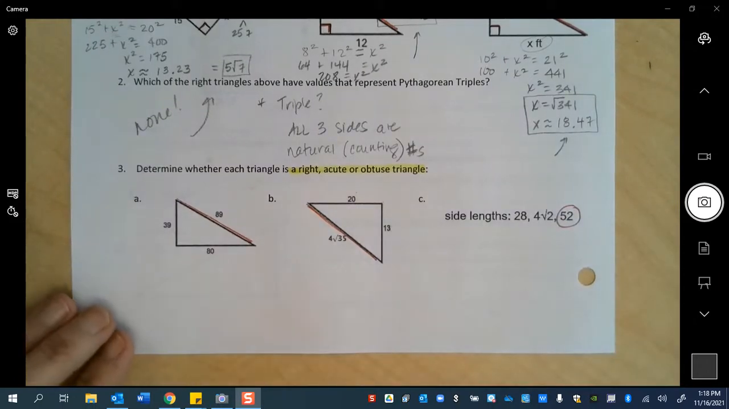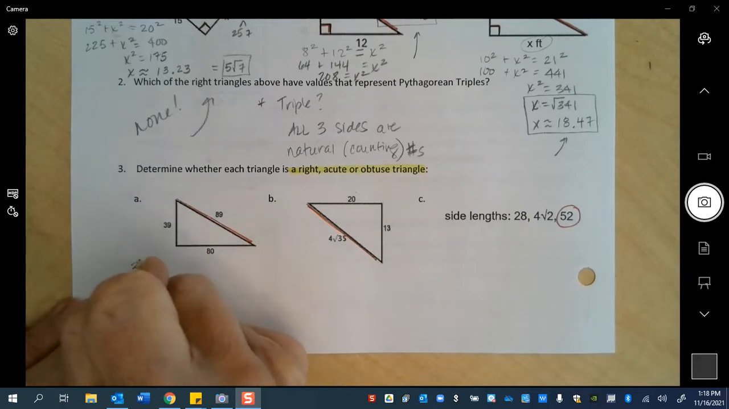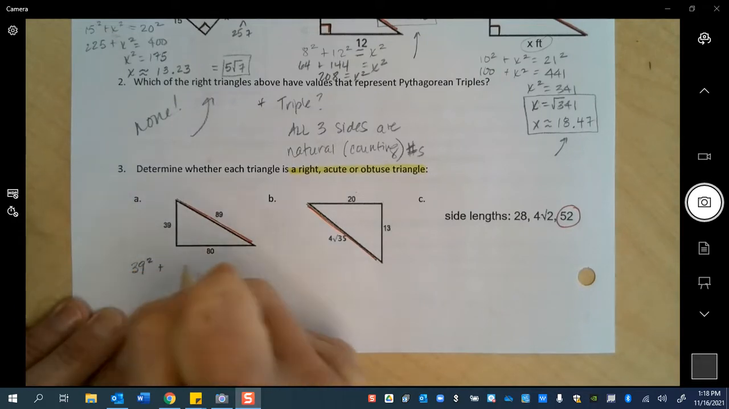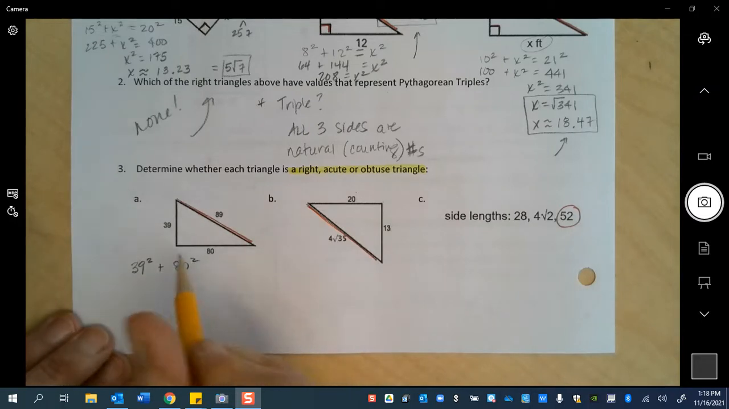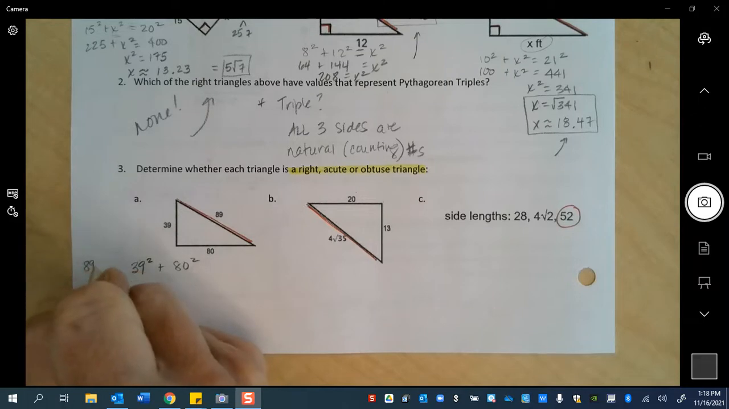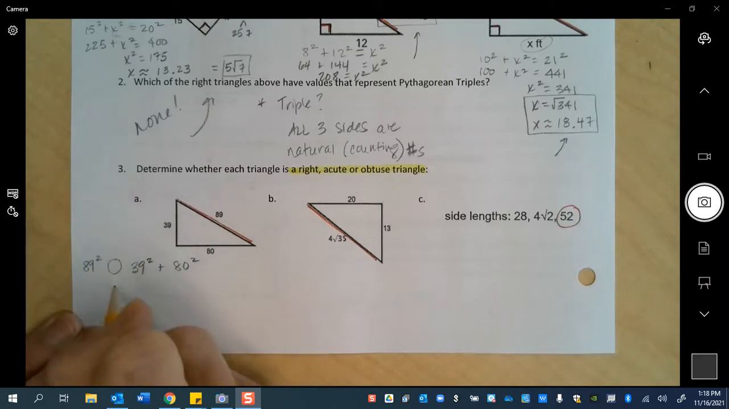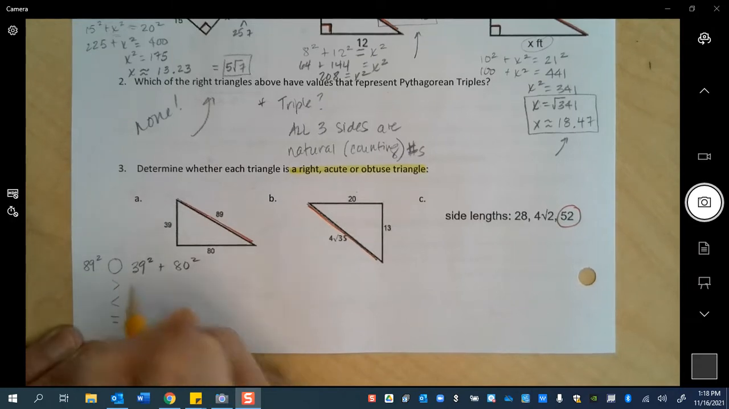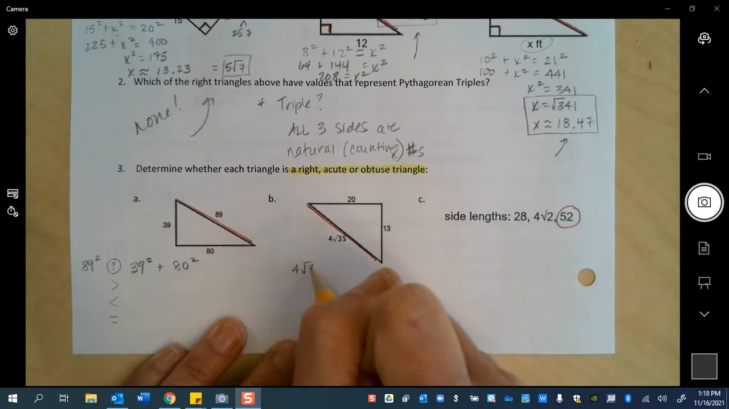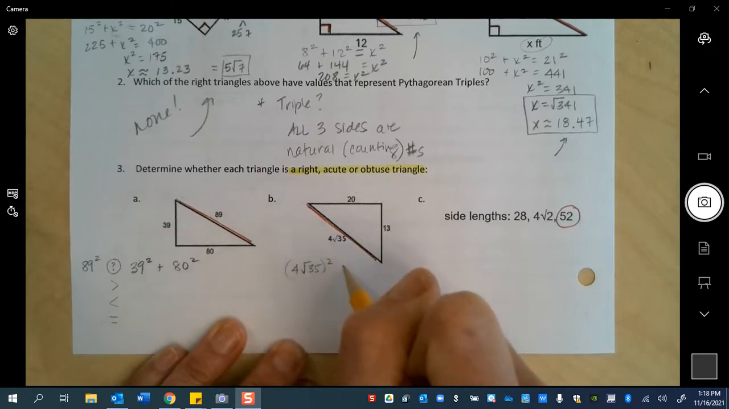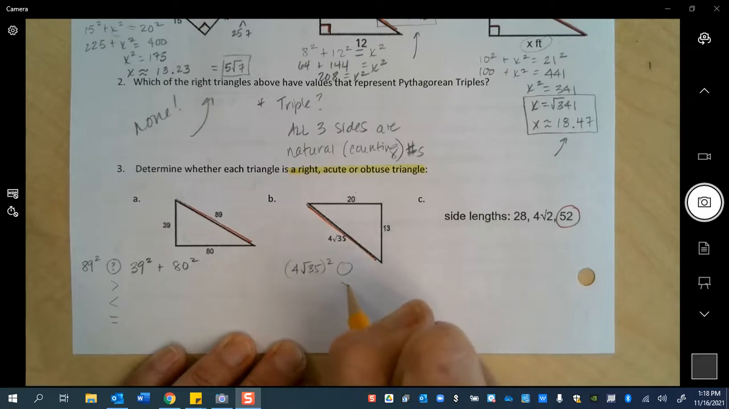So what you're going to do is you're going to set up a Pythagorean equation. 39 squared plus 80 squared. But instead of it being equal to c squared, we're going to put c squared over here. And we're going to look at, is c squared bigger than, is c squared smaller than, or is c squared equal to? We don't know. Same thing here. 4 roots of 35 squared is going to have some relationship. Maybe bigger, maybe smaller, maybe equal to.